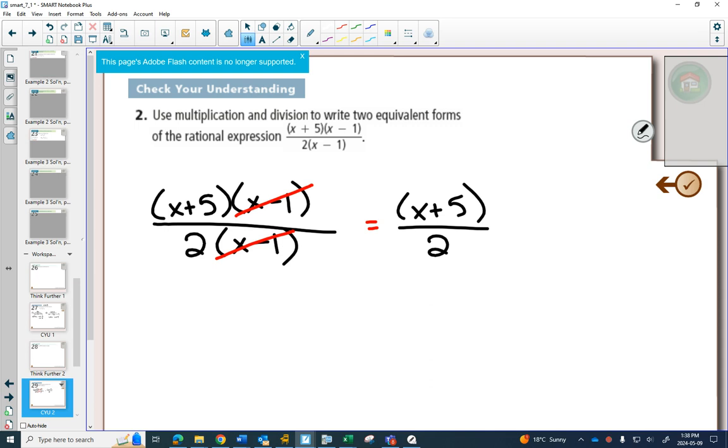But maybe we have to remember we still had a non-permissible value, because in the original expression x couldn't equal 1. These would be the same if we still said in the simplified form that x can't equal 1. But these two are equal to each other. They're the same thing, one's just in simplest form. So that would be considered, I use division to simplify. Would you agree?